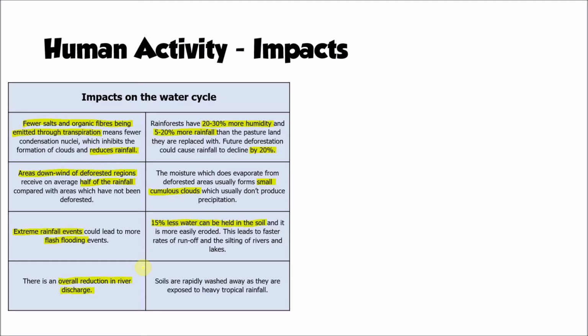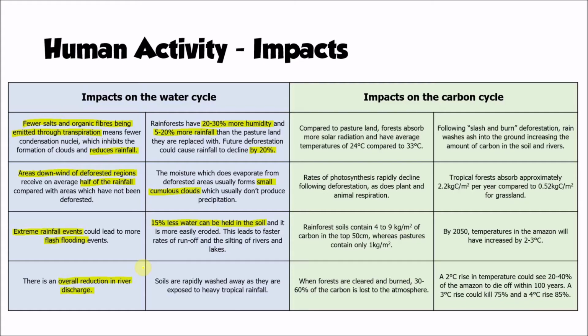If we think then about how the impacts of human activity affect the carbon cycle, we can understand some of the consequences in terms of temperatures and rates of photosynthesis. So another important difference between forests and farmland is their temperature. The forests tend to have temperatures of around 24 degrees C compared to 33 degrees C for the pasture land or the farmland that they are replaced with.